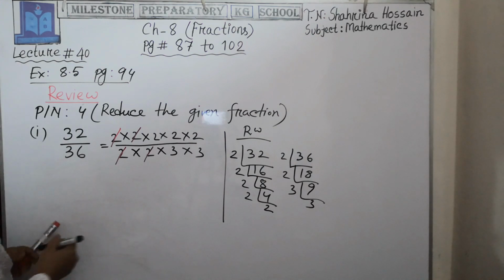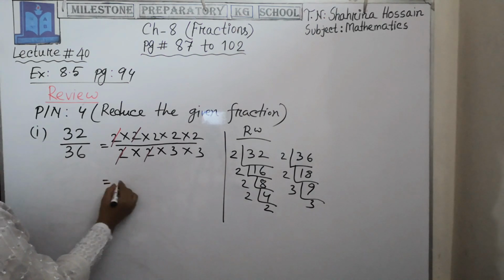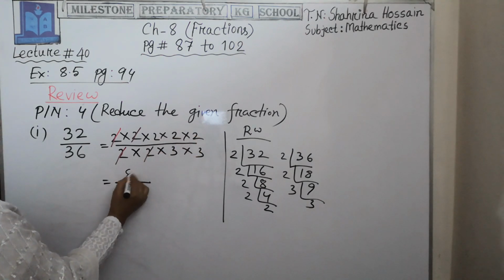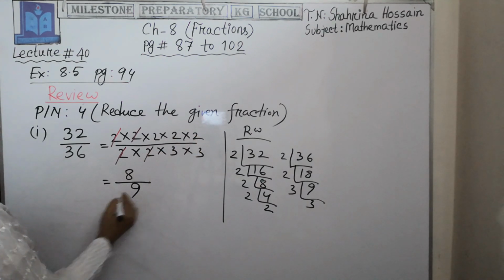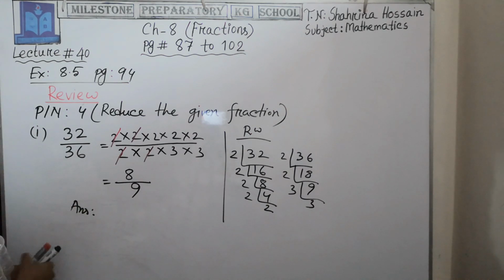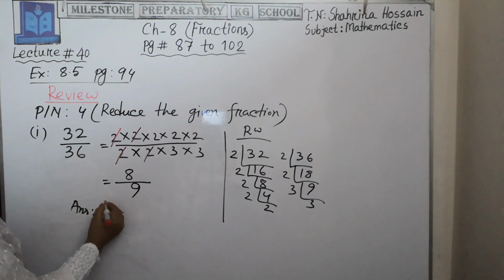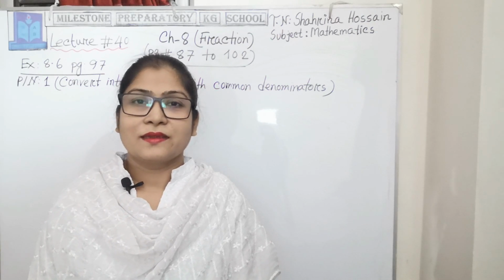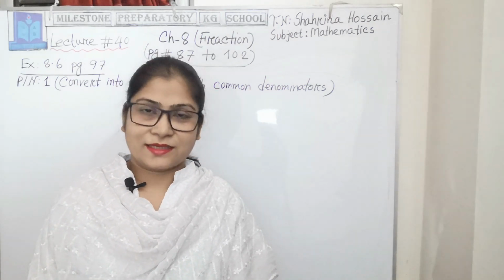So what is the answer here? 2 2s are 4, 4 2s are 8, 3 3s are 9. So my answer is 8/9. Okay. By this way we can find the reduced fraction. Students, let's come to today's regular lesson.